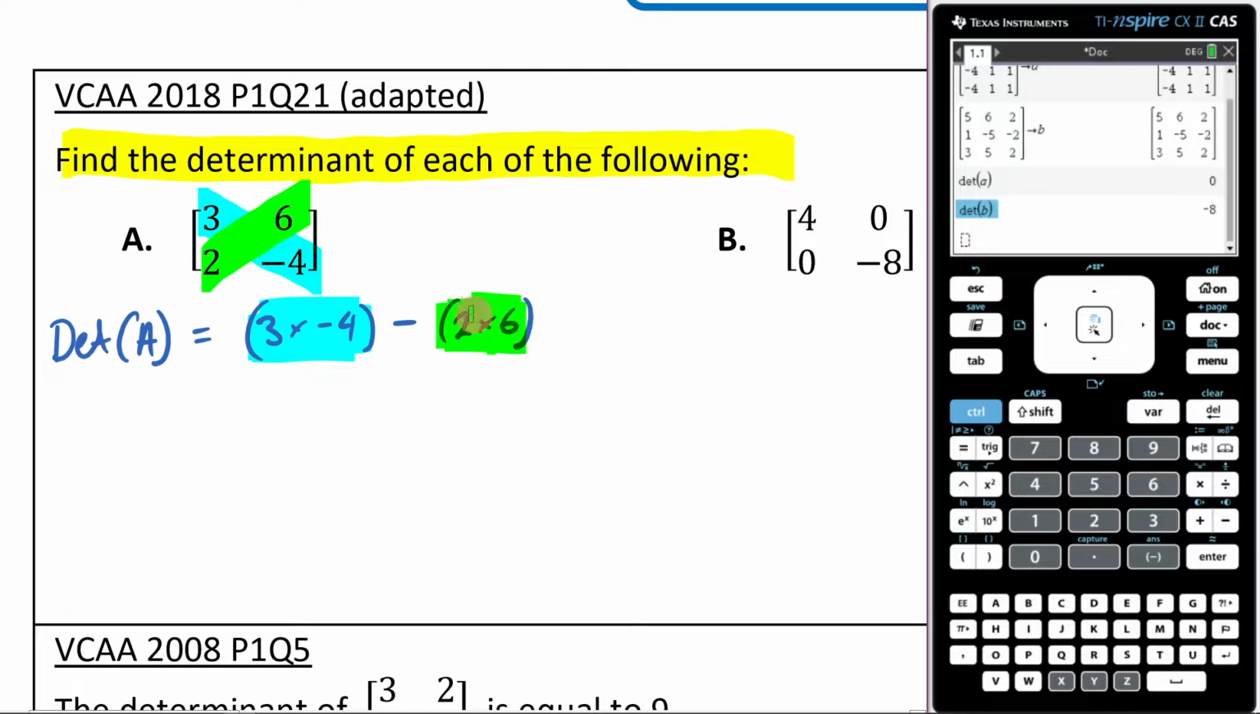So there it is. What we're going to end up with here is -12 minus 2 times 6, which is 12. So -12 minus 12 is -24. That's going to be our answer there. So the determinant of A is -24. Now, what does this tell us? Well, because we didn't get a 0 out, that means the inverse exists for matrix A. That's what it tells us.